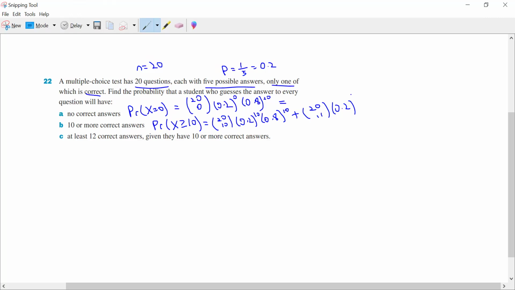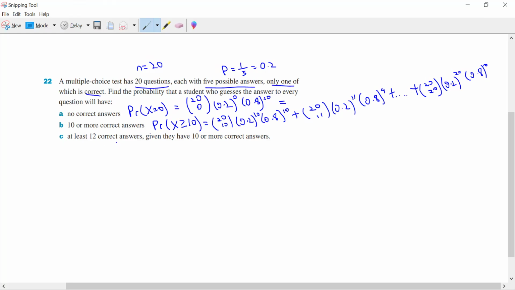0.2 to the power of 11, and then we've got 0.8 to the power of 9, and so on, until we have 20 choose 20. So out of all the questions, we've guessed them all correctly, which has the probability of 20 choose 20, and then 0.2 to the power of 20, and then 0.8 to the power of 0. But we can set that up very quickly on the calculator, which I'll show you in a second.